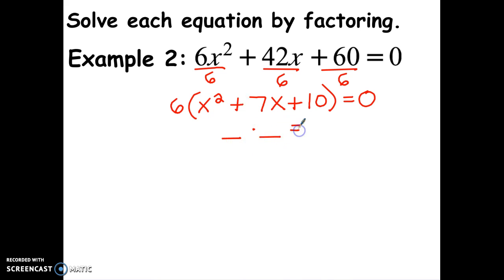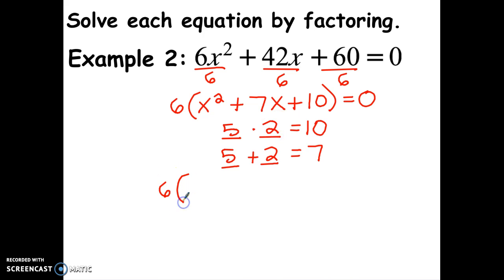So we need to find those two numbers. A and C is 10, plus to equal our B, which is 7. Okay, so what two numbers add to be 7? 4 and 3 do, but 4 times 3 is not going to get us to 10. Well, what about 5 and 2? That is going to work. 5 plus 2 equals 7, and 5 times 2 equals 10.